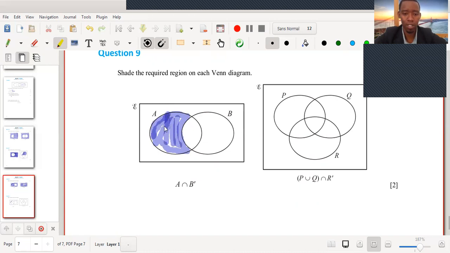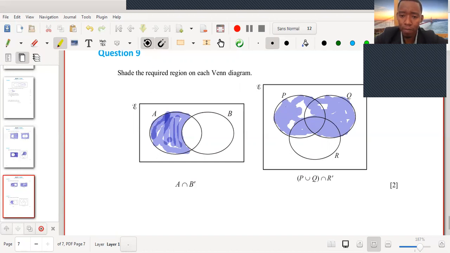We need the intersection. And then here, we need P union Q intersection R complement. Let's first find P union Q. What is it? P union Q will be this part here, inside here. It will be everything in this range. Everything which is there will be part of P union Q.